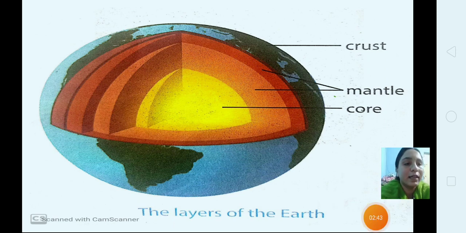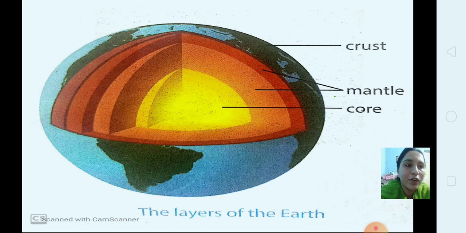Then the second layer is what? The mantle. So the mantle is the very hot region below the crust. Now let's see where it lies. The mantle lies just below the crust. It is made up of melted rocks.